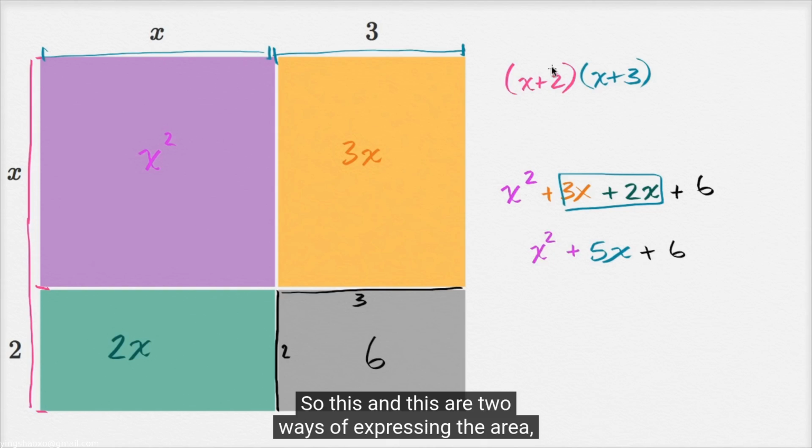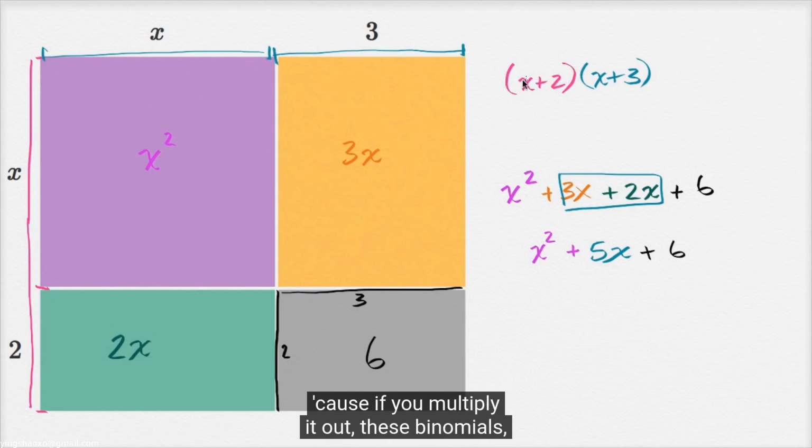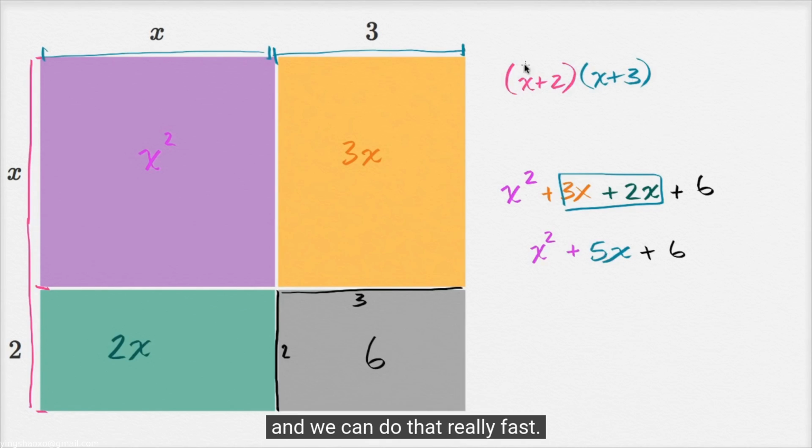So this and this are two ways of expressing the area, so they're going to be equal. And that makes sense, because if you multiplied out these binomials and simplified, you would get this trinomial. We could do that really fast.